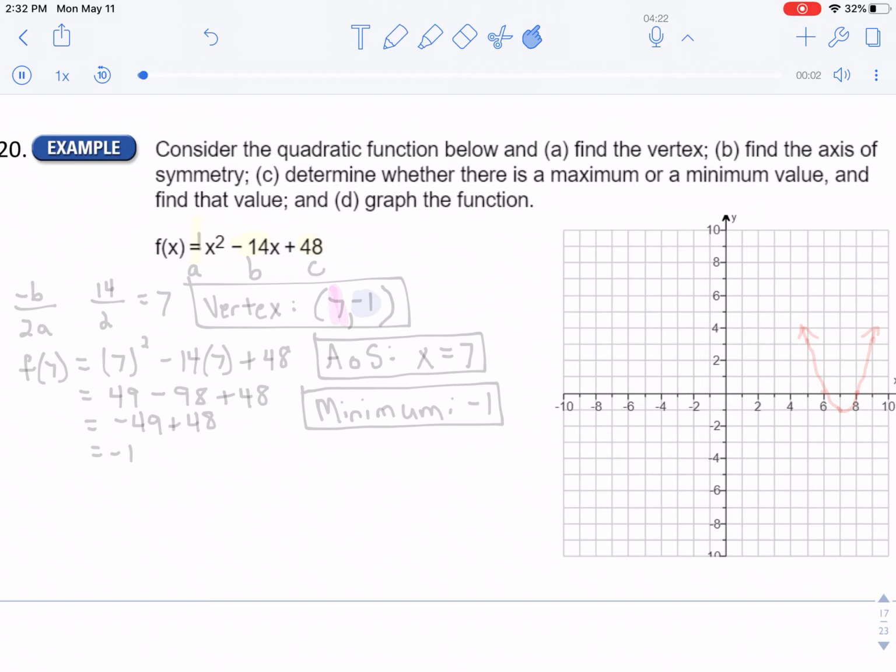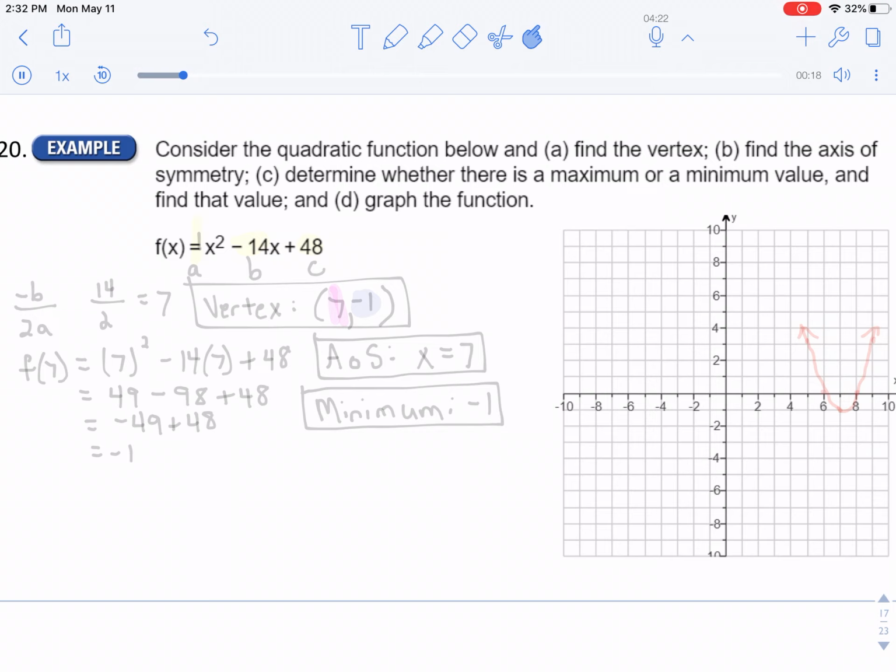This is the review for the semester exam, problem number 20. Consider the quadratic function below. Find the vertex, the axis of symmetry, determine whether there is a minimum or a maximum value, and then find that value, and then graph the function.